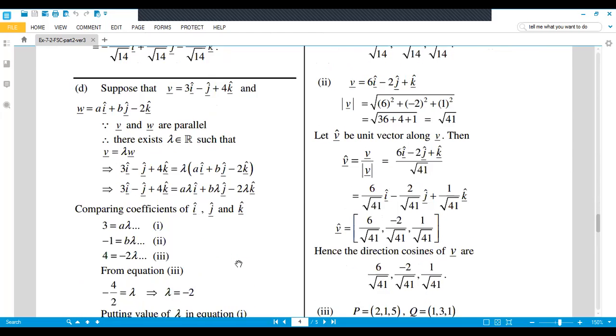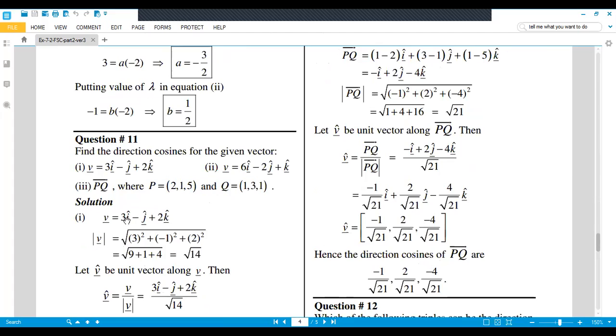Come to number 11. Number 11 is: find the direction cosines for the given vectors. You have to find the direction cosines for the first part, second part, and third part.